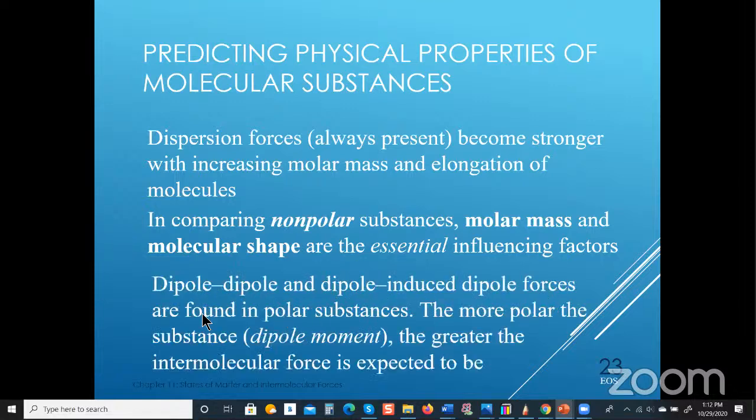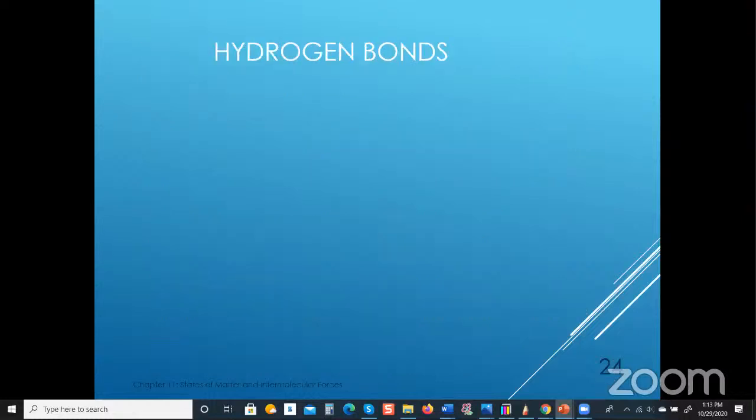Dipole-dipole and dipole-induced dipole forces are also found in polar substances. The more polar the substance, the greater you'd expect the intermolecular forces to be. So based on all of this, we can make certain predictions about trends in physical properties. In the case of nonpolar substances, molar mass and molecular shape would be the essential influencing factors. In the case of polar substances, we look at the dipole moment or the polarity of the molecule to make predictions about trends in the physical properties of these substances.